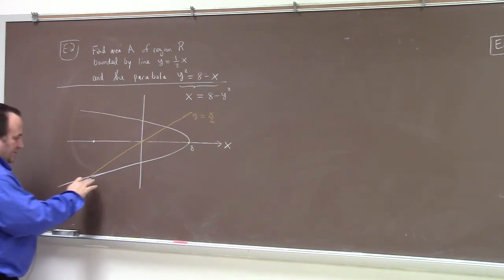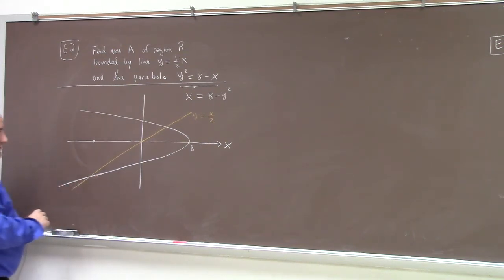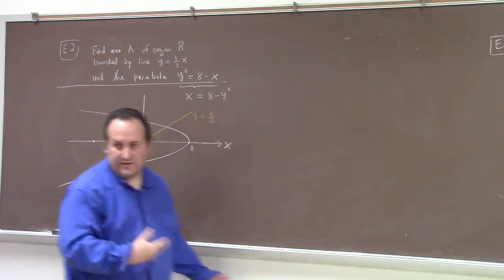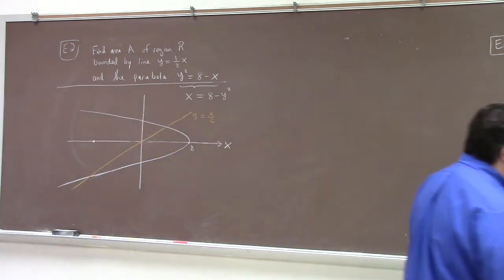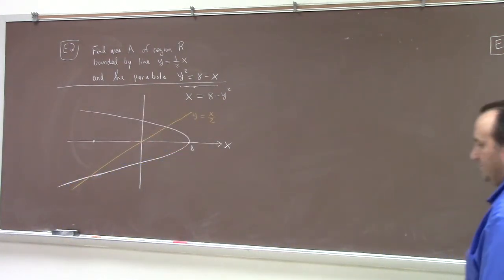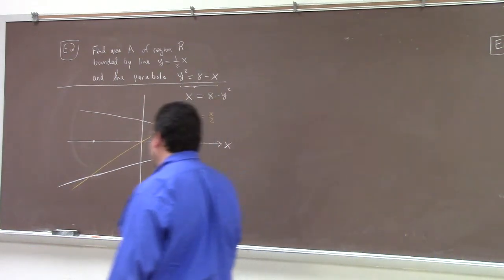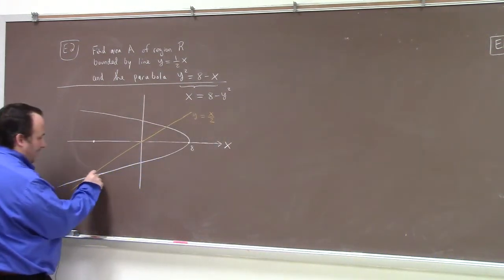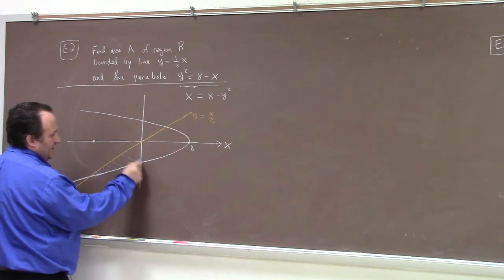So what do you think? Do we want to go with vertical or horizontal? And you can see where R is, right? Where is the region R we're trying to find the area of? You see it? Yeah. It's this guy.